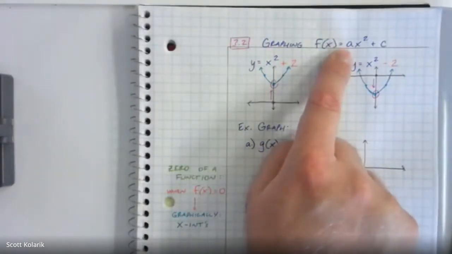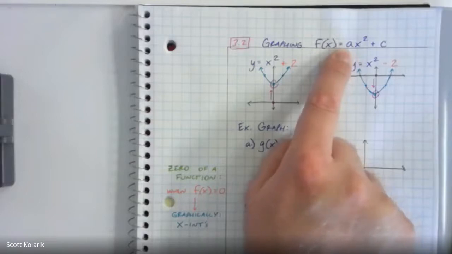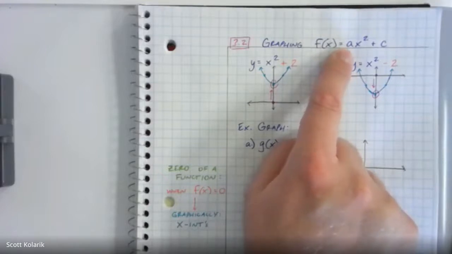Basically, the bigger that a is, kind of like the slope of a line, the steeper that U shape is going to be, the more narrow, whatever term works for you. The closer to 0 that a becomes, so like decimals, fractions, whatever it might be, the wider that parabola gets, the more shallow.